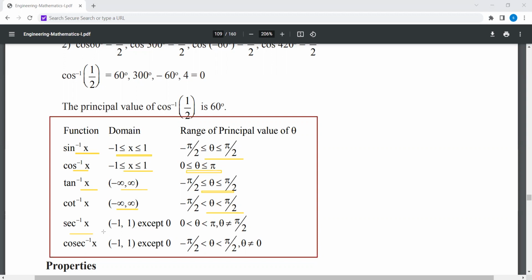Sec inverse x: domain is minus infinity to minus 1 and 1 to infinity, excluding the interval between, and theta ranges from 0 to pi, but theta is not equal to pi by 2. Cosec inverse x: the domain is likewise outside minus 1 to 1, and theta is between minus pi by 2 and pi by 2, but theta is not equal to 0. This is the concept of the domain and range of principal value of theta for inverse trigonometric functions.